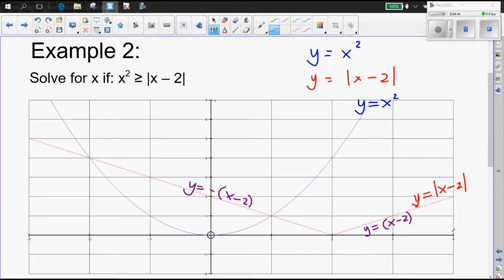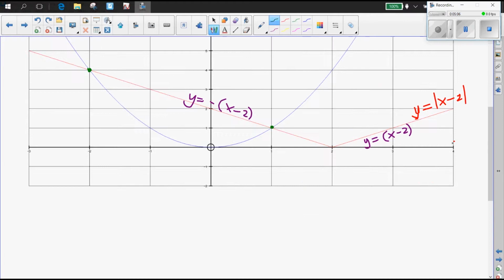Now, this is an accurate sketch, so you can easily read off that these two graphs intersect at x equals negative 2 and x equals 1. But if you do not draw an accurate sketch, you must find the points of intersection of the two graphs because you need these points to solve the inequality. I'm going to show you how to find these points of intersection algebraically.